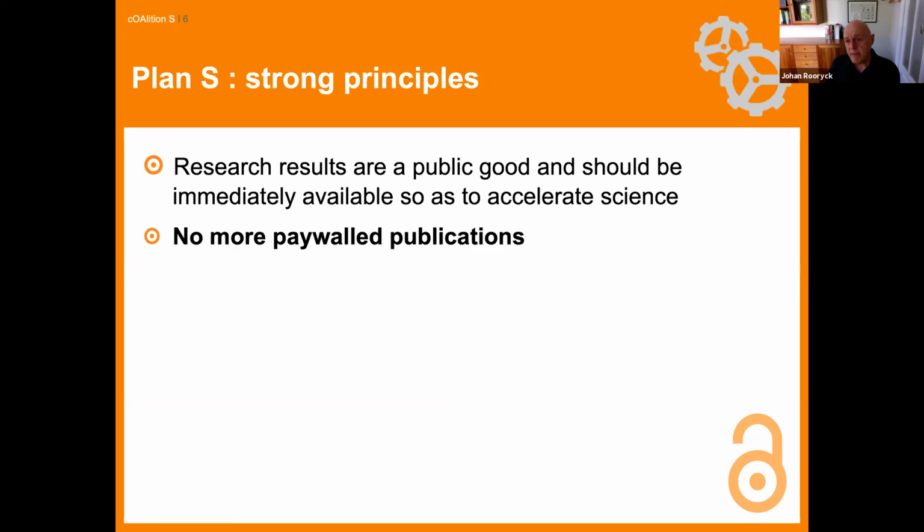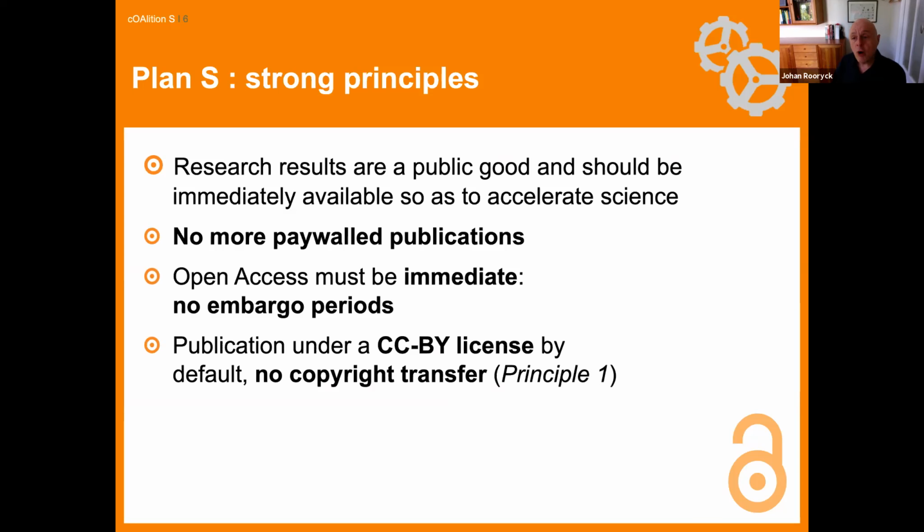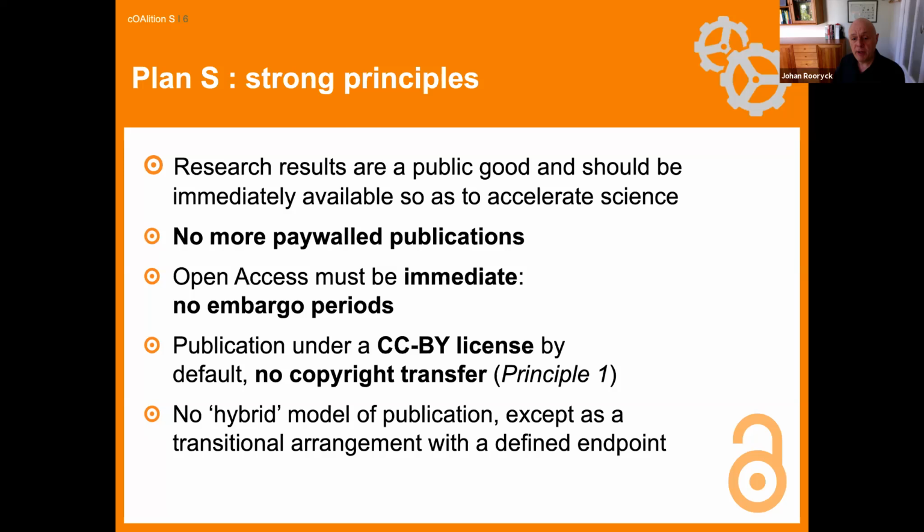So with respect to the current situation, there's a lot of no's that come up in our principles. And the no's are: no to paywall publications, no to embargoes, no copyright transfer. Publications should be under a CC BY license and authors should retain copyright. That's in our principle 1. No hybrid model of publication. No hybrid model of publication means that we don't want classical hybrid. So we want hybrid journals to transition fully towards open access.